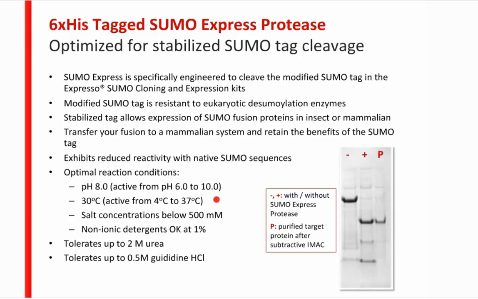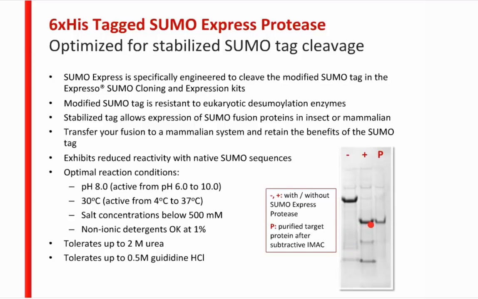So this is a similar gel to what I showed you in the last slide for TEV protease. This is without and with SUMO protease. Before cleavage, we have the whole protein up here. After cleavage, we have our SUMO Express protease, and we have our released tag and also our gene of interest. And then here in the P, this is the purified target protein after subtractive IMAC, and that's what we have for purified protein after the IMAC column.